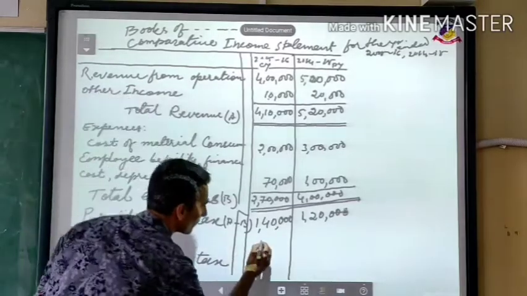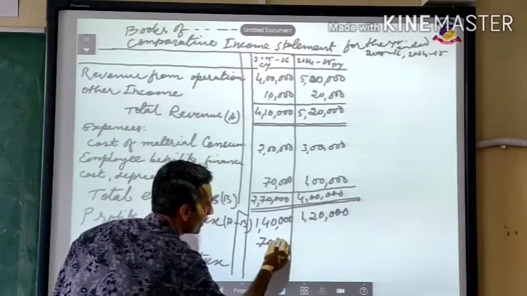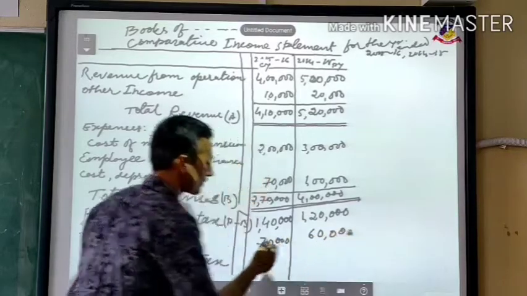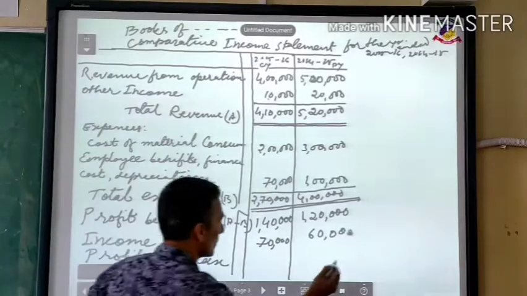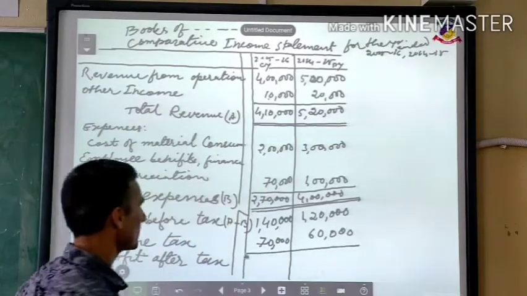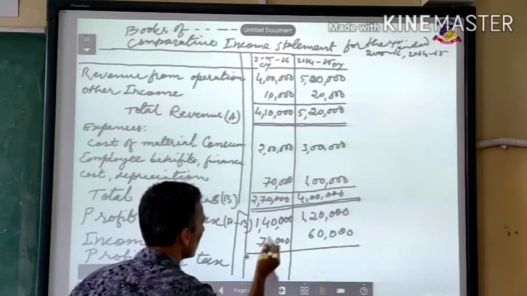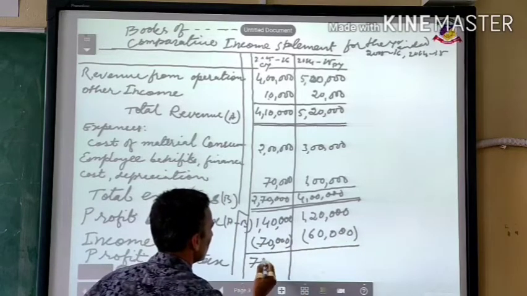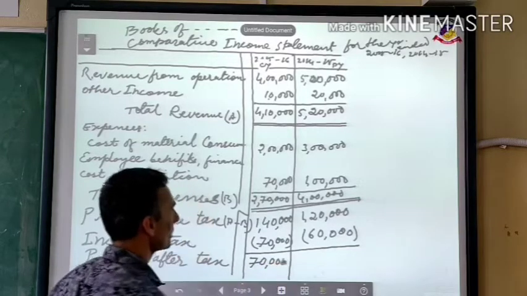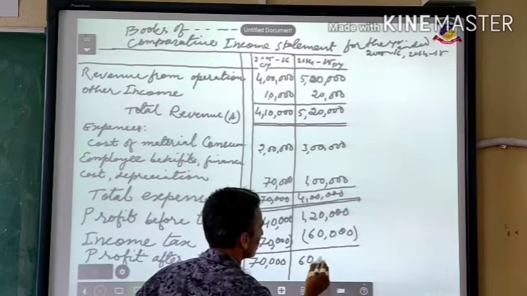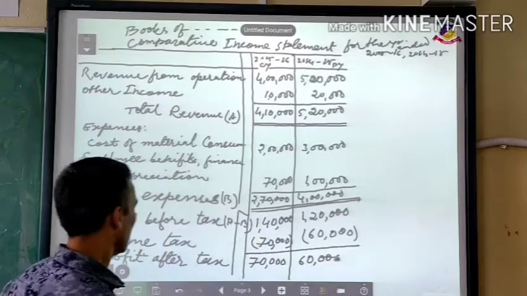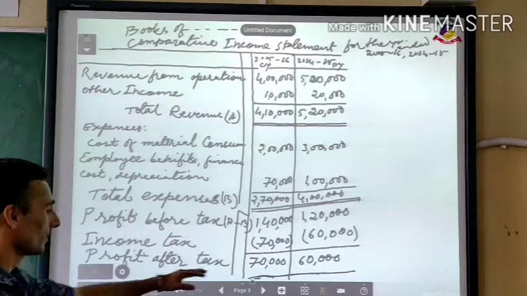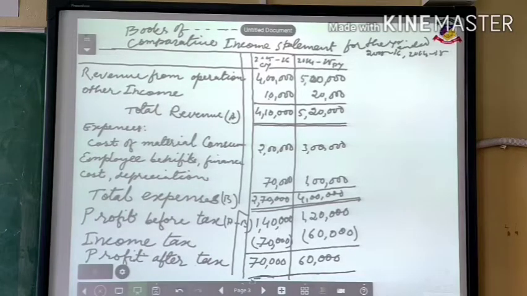that is 70,000 and 60,000. This is already given. So we subtract this one. This is less income tax. We subtract it. So this is your 70,000 and this is your 60,000, and this is the end here in the first 3 columns. So what you get is the profit after tax.